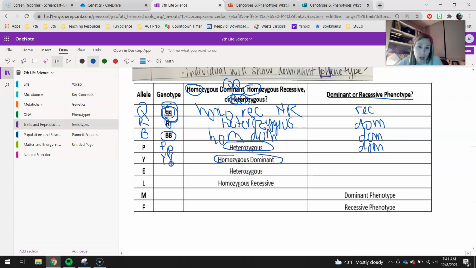If you are ever given the opportunity to choose your own letter, I would choose something where you can tell the difference between the uppercase and the lowercase. S, not a great thing to use. O's, not a great thing to use, because they look the same whether they're uppercase or lowercase. Y's, depending on how you write your Y's, can be good, can be bad. With that one, we have two dominant traits, so of course we're going to see the dominant phenotype here.